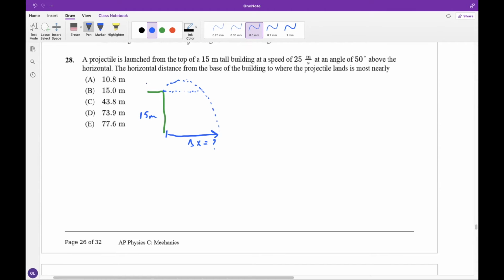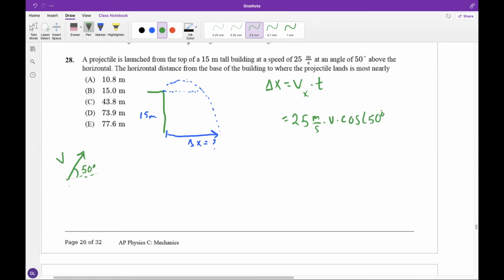Okay, so I think we'll go ahead and get started on answering this question. Ultimately, the horizontal distance depends on the horizontal velocity and the time that it is in the air for. Now, to get the horizontal velocity, that's going to become 25 meters per second, but then we need to get the horizontal component. When we launch this at an angle of 50 degrees, the horizontal component is V cosine theta. So that's going to be V cosine of 50 degrees.